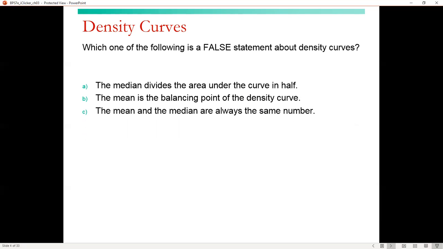Which of the following is a false statement about density curves? It's false that the mean and the median are always the same. That's only true if the density curve is symmetric.